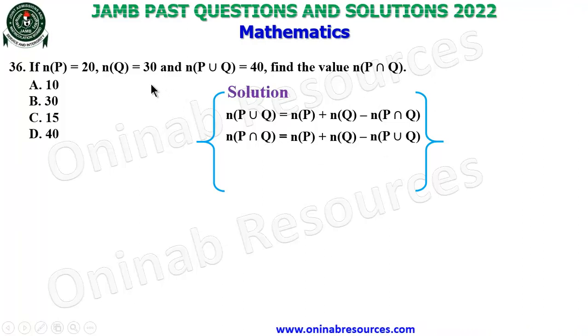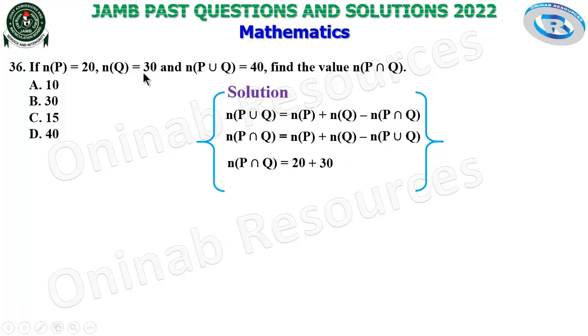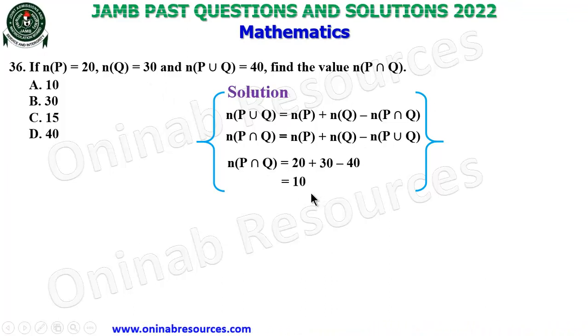So substituting in these values, n of P is equal to 20, so we have 20 plus n of Q, which is 30, then minus 40. So simplifying this, n of P intersection Q is equal to 10, and that is option A. That's all for problem 36.